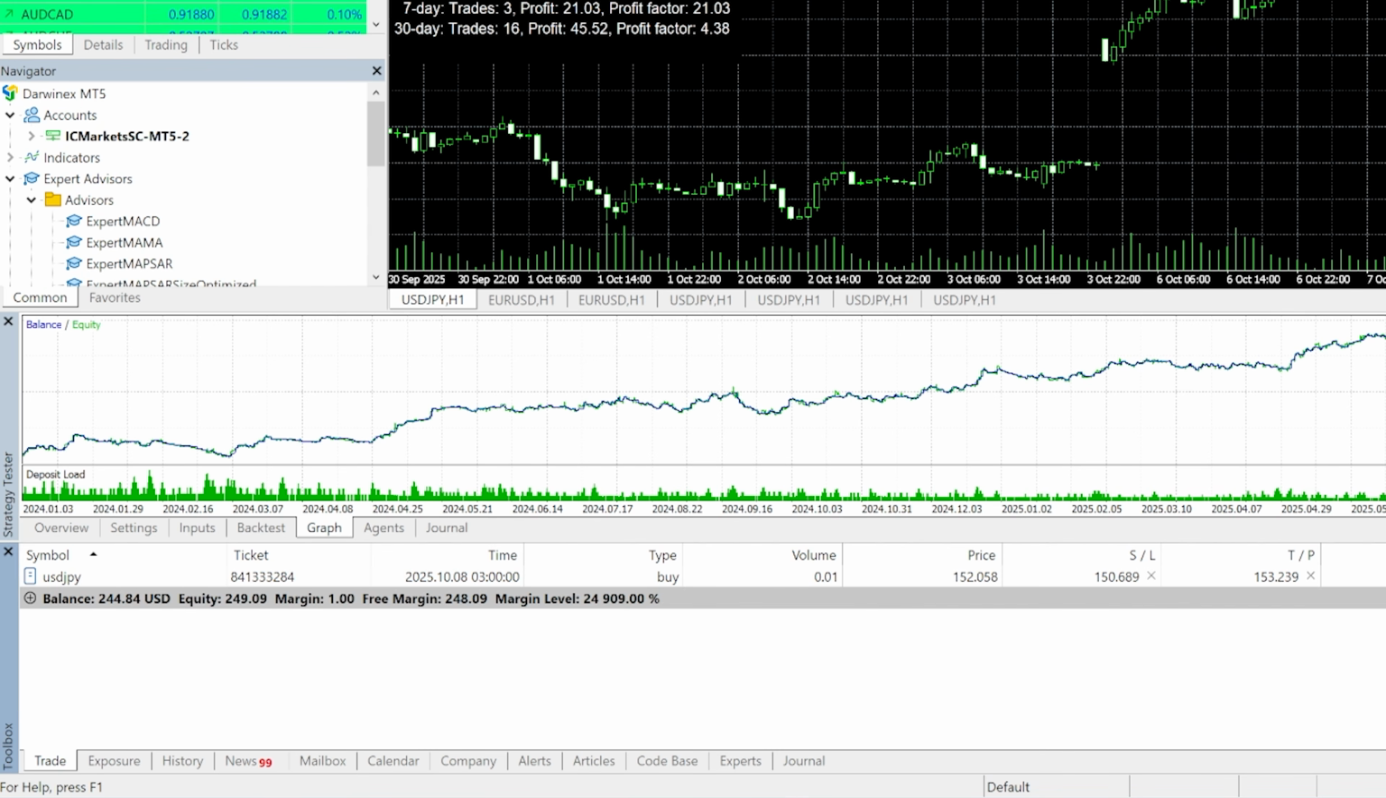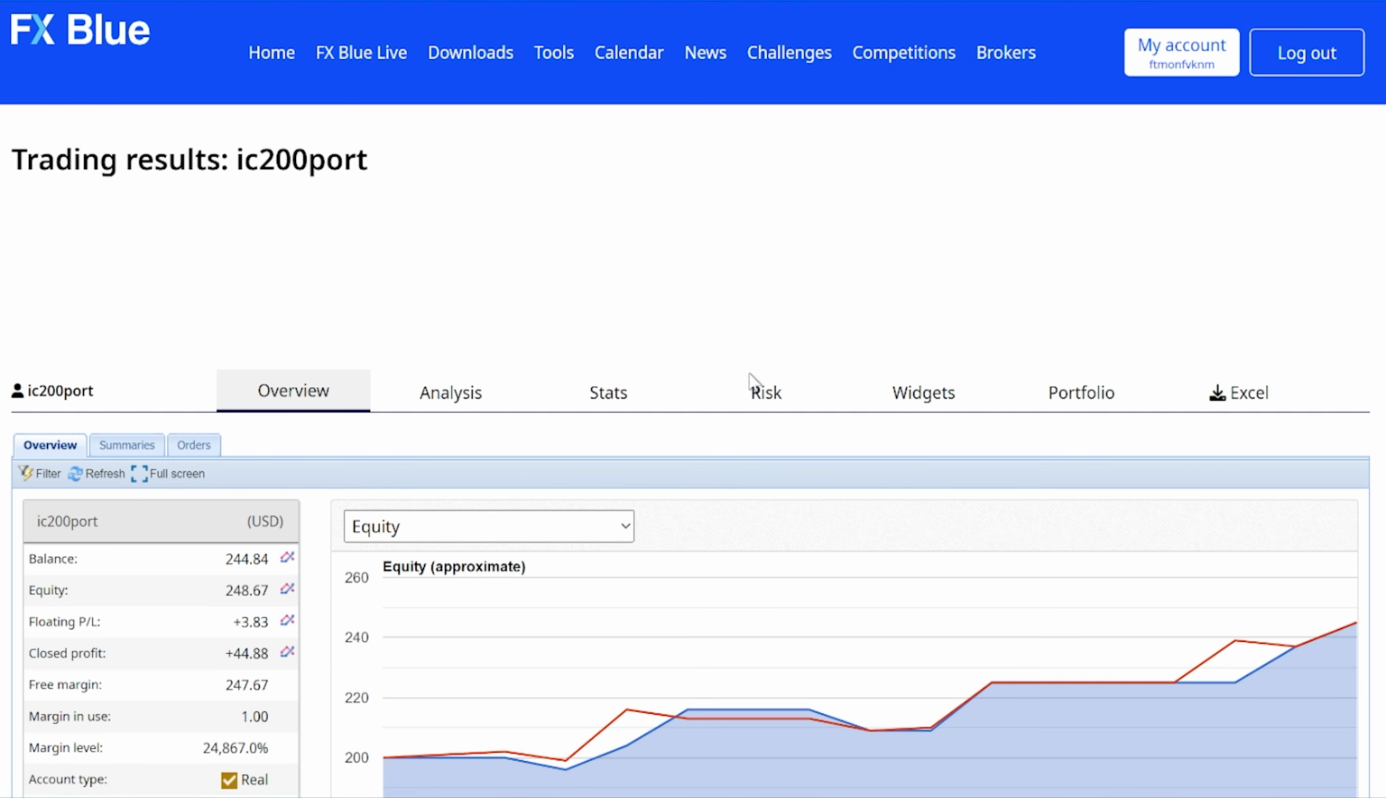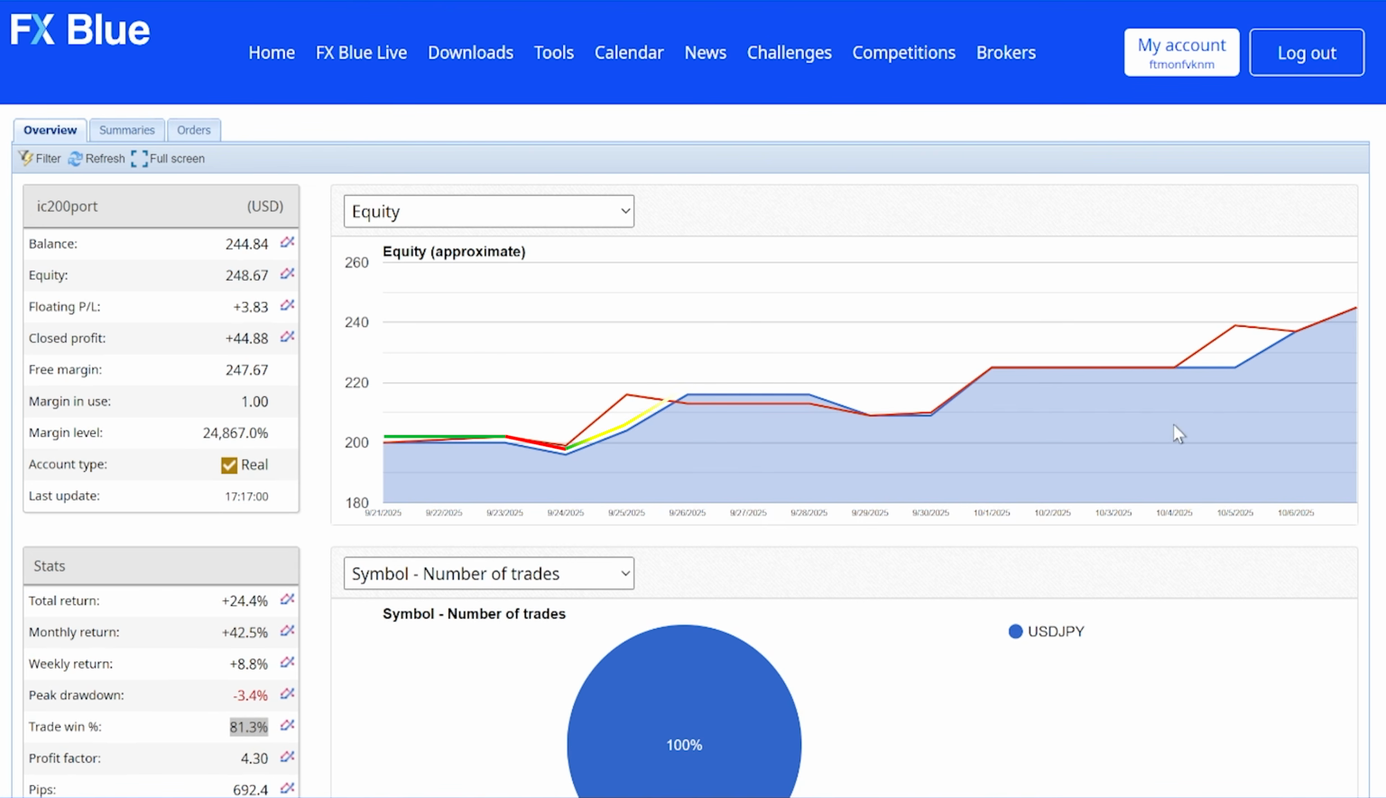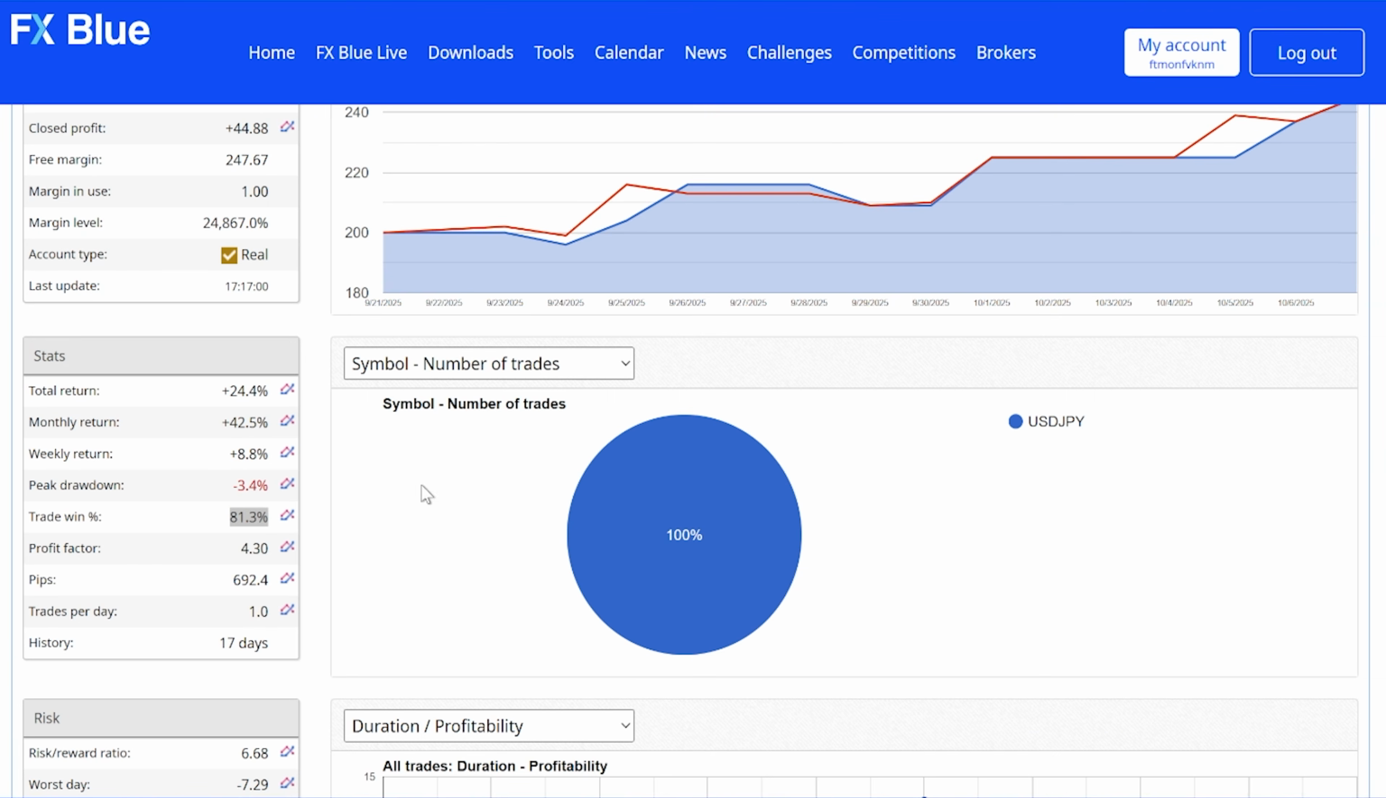And so let's actually have a look at the FX Blue that I've linked up. We can see that we've got a nice balance line, first of all, and we've also got, as is typical with all my EA Studio EAs, the equity follows that quite nicely as well. We can see that it's been trading just for 17 days. It makes about one trade a day, and it's got a pretty high profit factor. It's got a pretty high win rate.